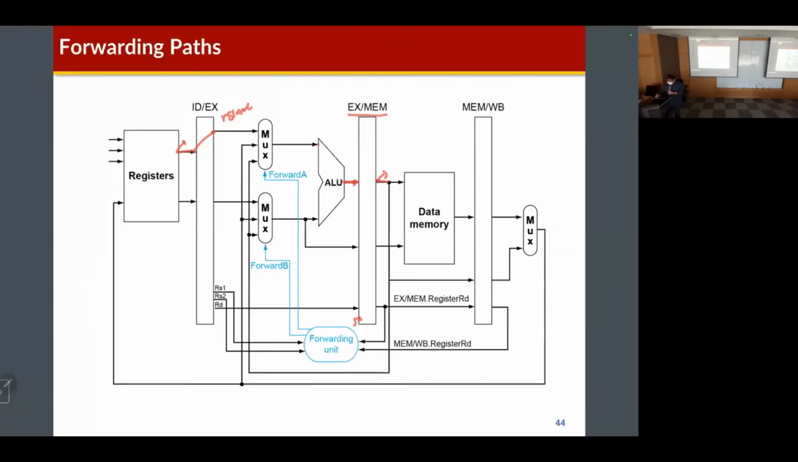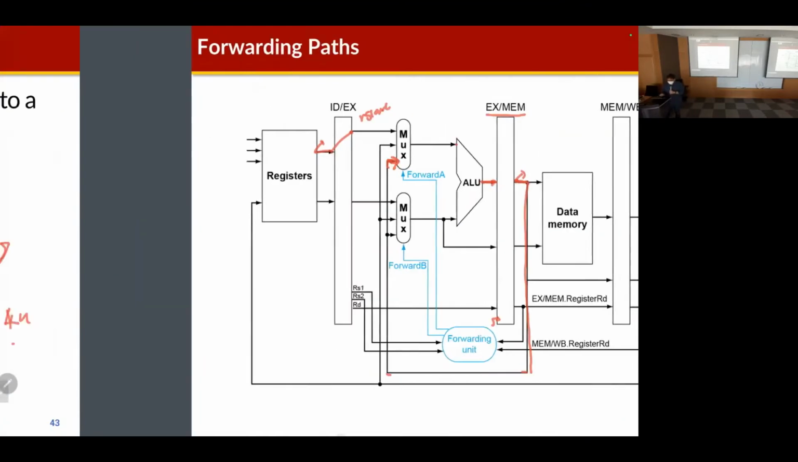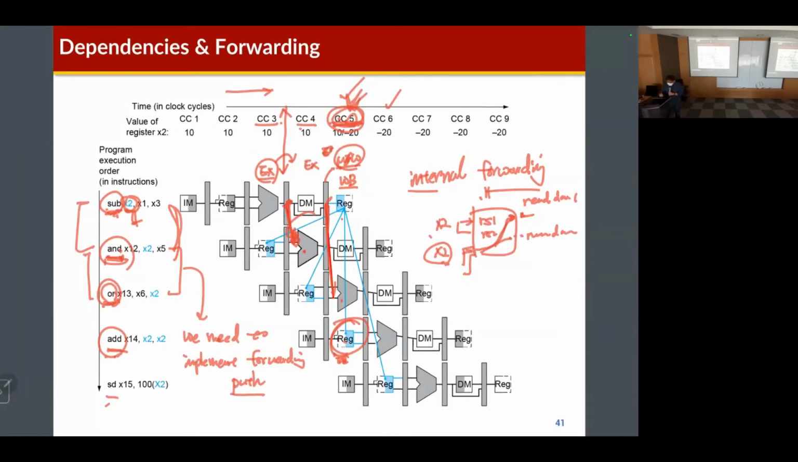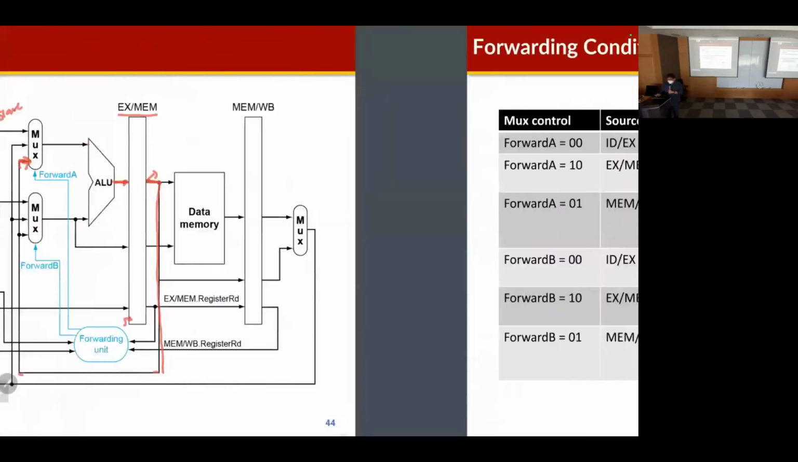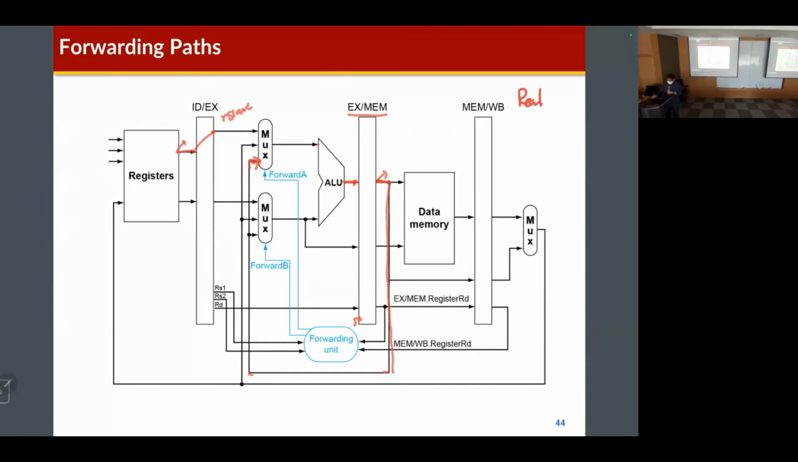If you see this forwarding path, you can find that it is connected to this point. You can see the connection here. Also, another forwarding path is this one. The sub instruction is in the write back stage, and the result of the ALU is here after the memory and write back pipeline register. This value can also be forwarded to the input of the ALU for this OR instruction. So we need to forward the result in write back.